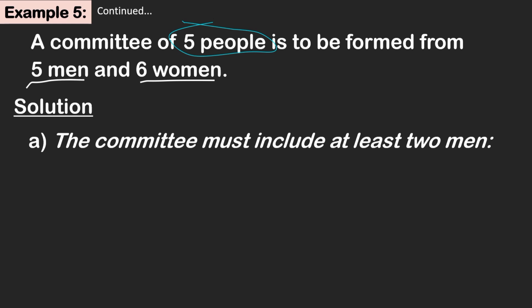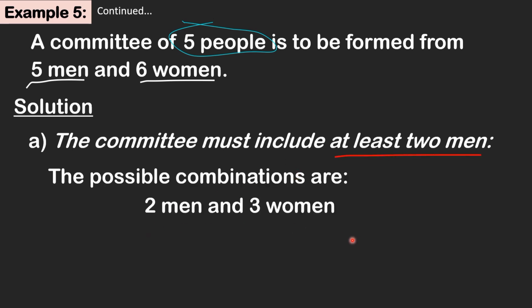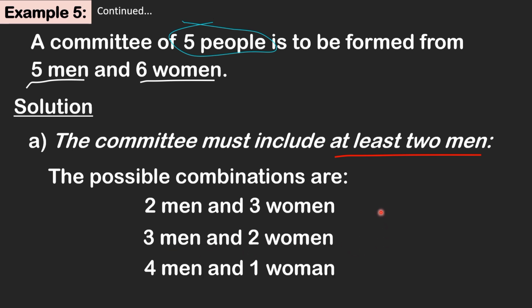Let us break this down step by step using the concept of combinations. We need to form a committee of 5 people that includes at least 2 men out of 5 men and 6 women. The possible combinations are 2 men and 3 women, 3 men and 2 women, 4 men and 1 woman, and 5 men and 0 woman.